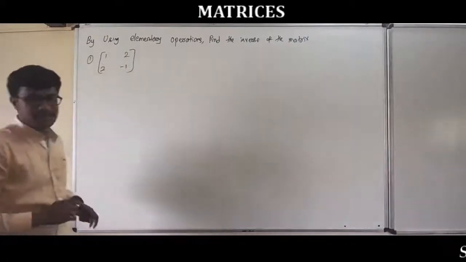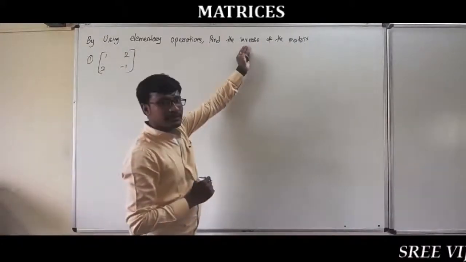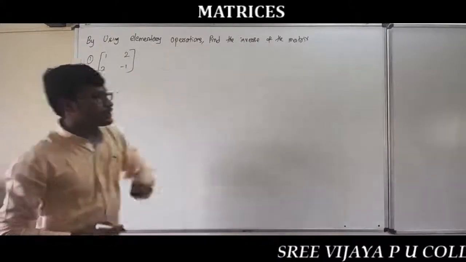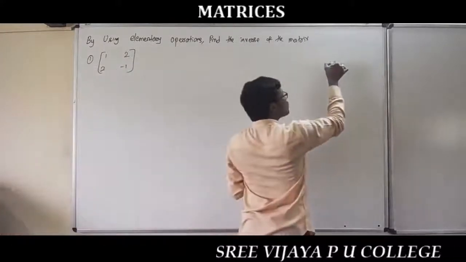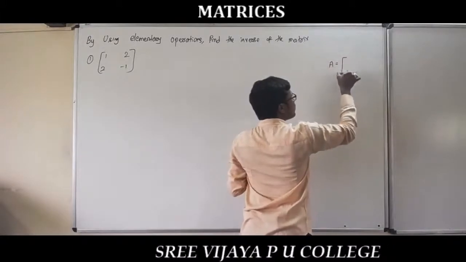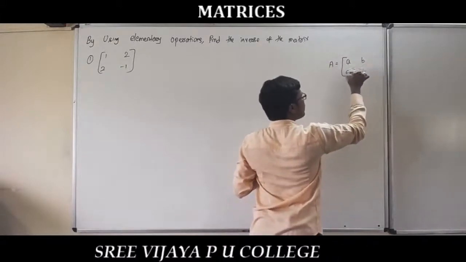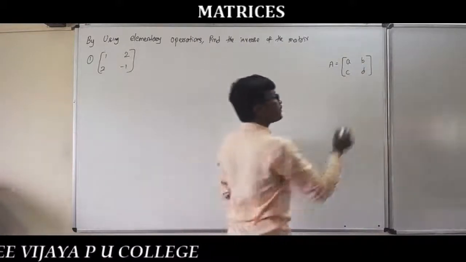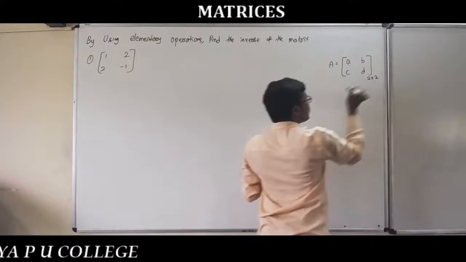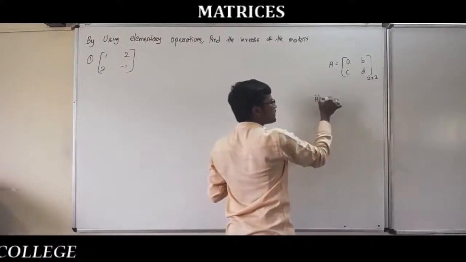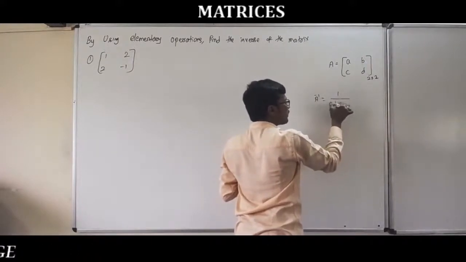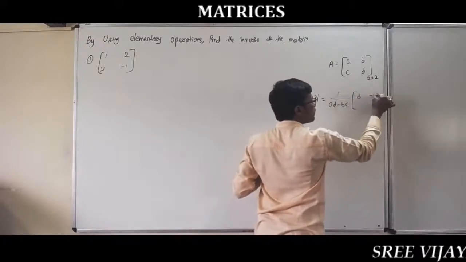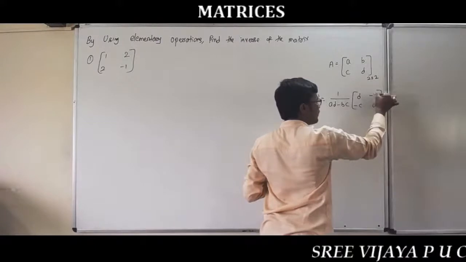So for this matrix, what can we find out? We can find the inverse by using the elementary operations only. Okay. See here, I will explain one short formula. A is equal to [a, b; c, d]. These are the elements in a matrix of order 2 cross 2. To find the inverse, A inverse is equal to 1 by (ad minus bc) times [d, minus b; minus c, a].